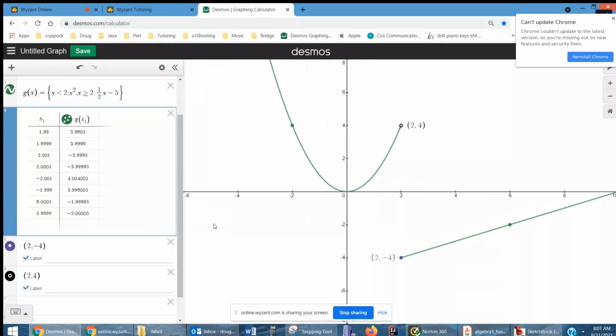So there you go. Hope that helped. And when you're sketching this, you kind of sketch the parabola, but maybe erase the portion of the parabola that's to the right of 2. Similarly, for the line, we erase the part of the line that's to the left of 2, putting a solid circle there, open circle there.